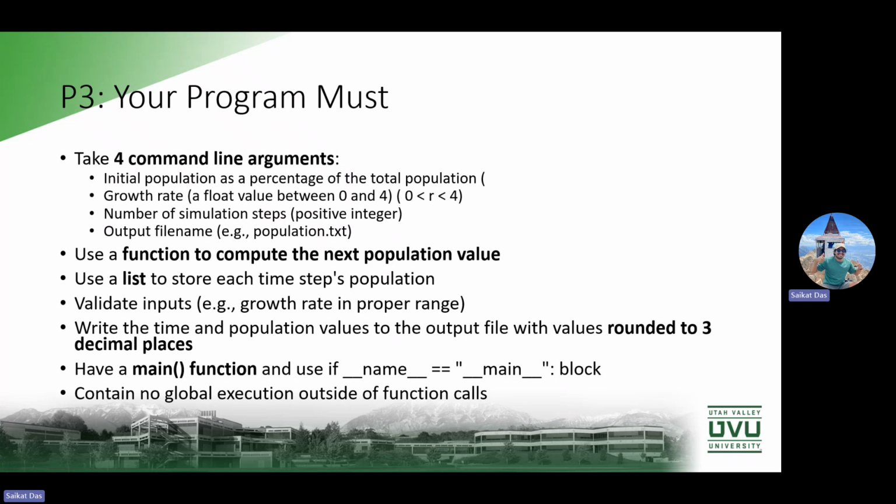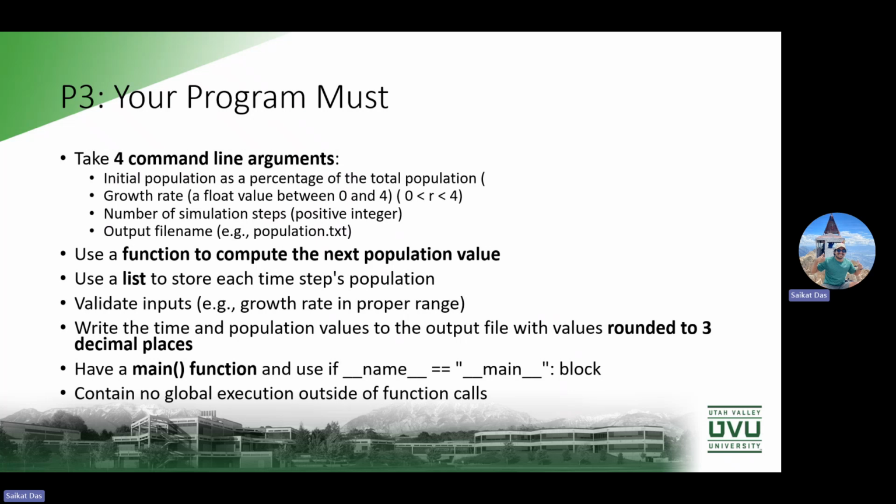The growth rate is also a float value. It should be between 0 and 4. Again, 0 is not a valid input, 4 is not a valid input. It is the upper bound and lower bound. Number of simulation steps should be a positive integer. So 0 is not a positive integer. It should be more than 0, at least 1.